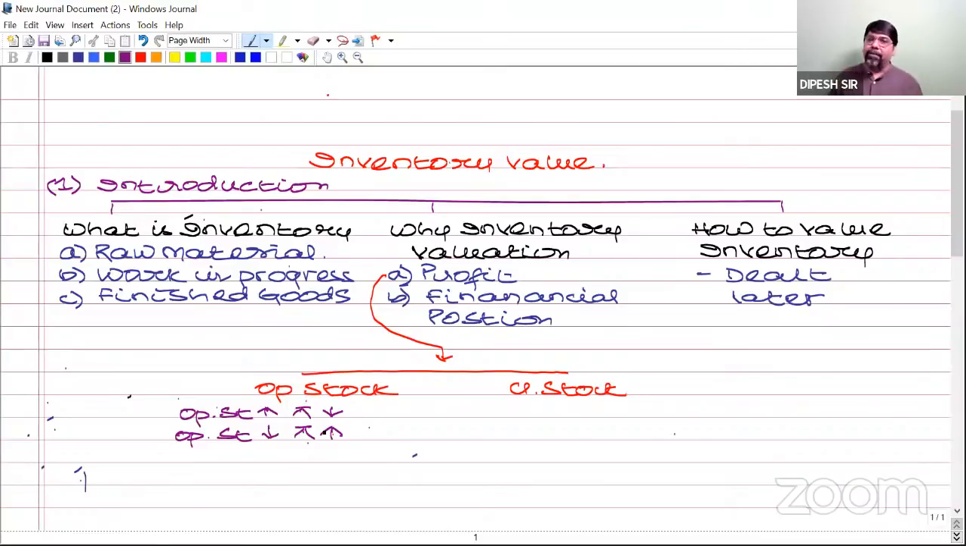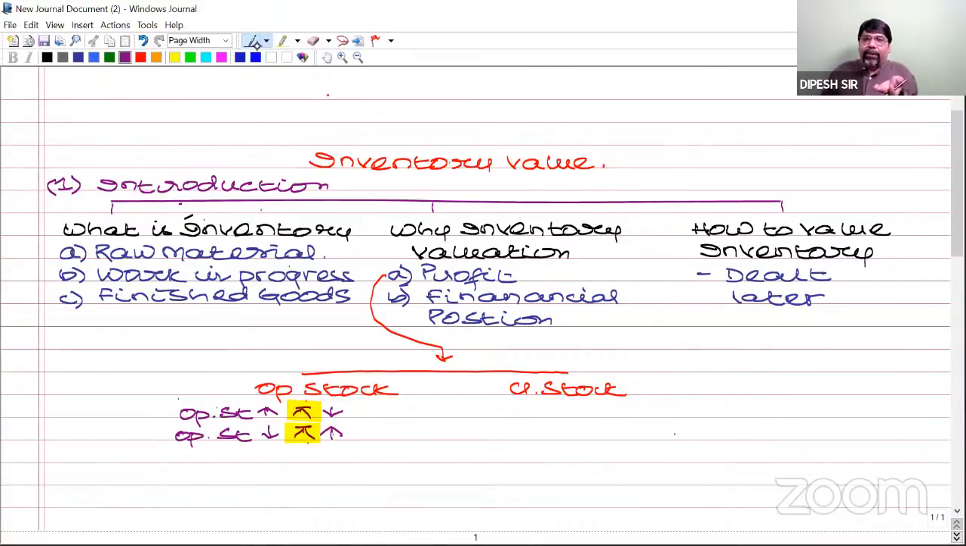This is the symbol of pi. Pi means profit. This symbol which you can see is pi, and pi means profit. Now chartered, opening stock is inversely proportional to profit. Opening stock increases, profit decreases. Opening stock decreases, profit increases. Correct? Similarly, chartered, closing stock comes in the trading account credit side, and trading account credit side basically represents income.